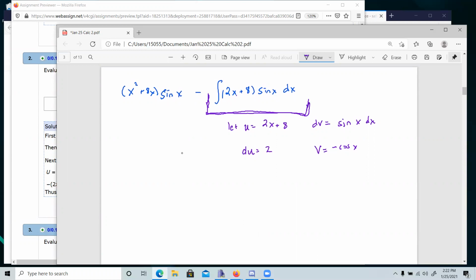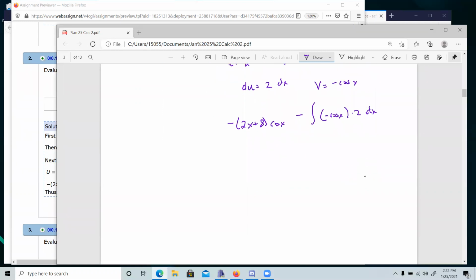So this here is going to be negative 2x plus 8 cosine x, minus the integral. And then we have negative cosine x times 2. So this little spot here, because we're working this little mini problem, this is minus 2x plus 8 cosine x. We have negative and negative, so let's make sure we've got that sorted out.